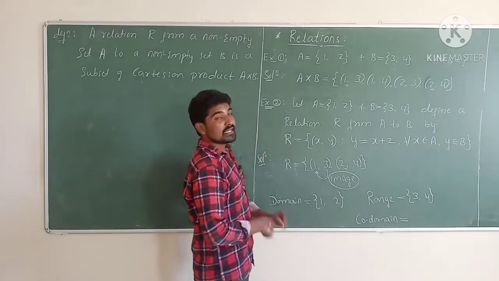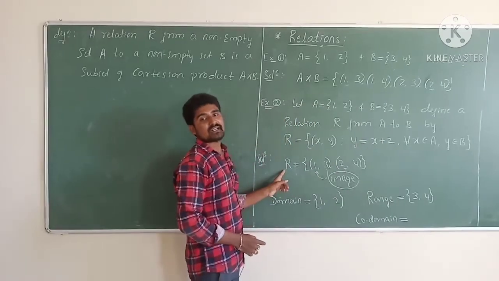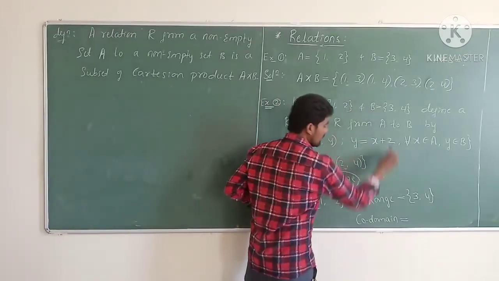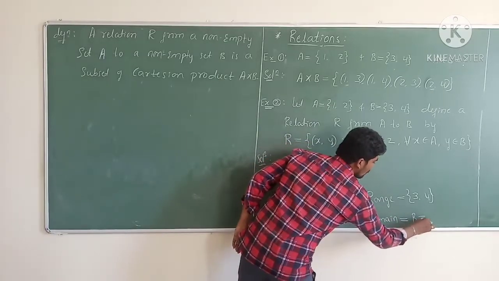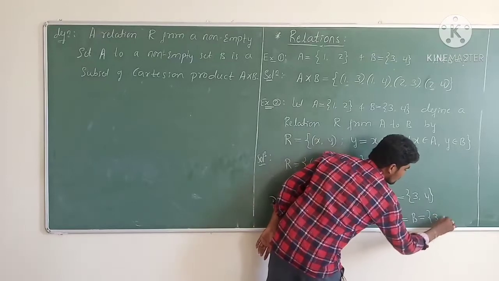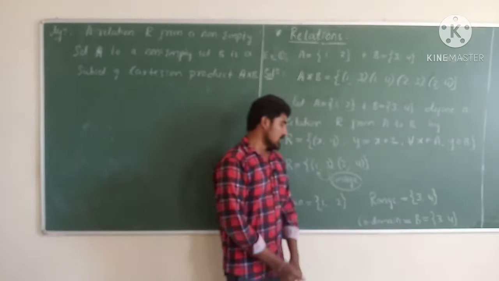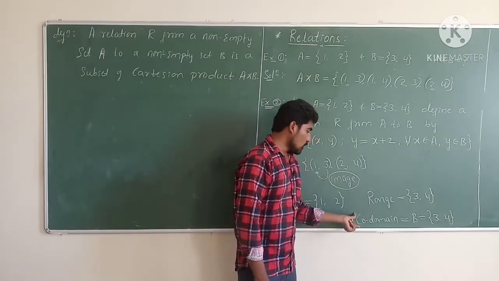Codomain means the entire second set B is called the codomain of the relation R. What is the second set here? B. Therefore, B is the codomain of the relation R. And set B has two elements, 3 and 4. And just observe here the range of R and the codomain of R.